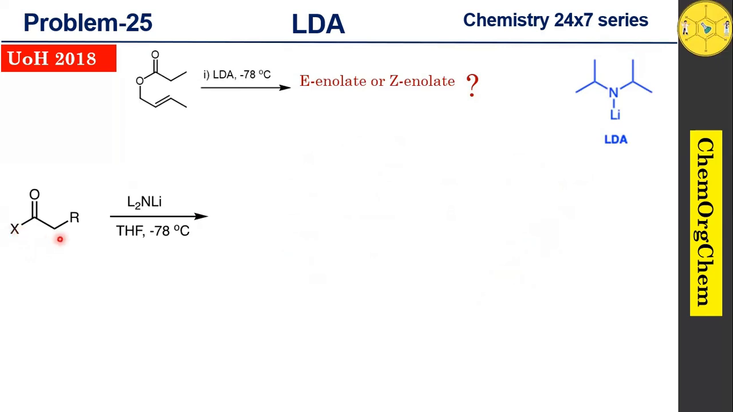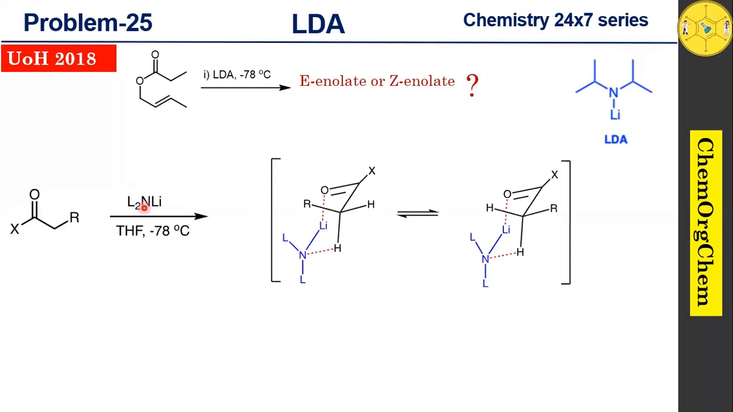Here X means some substituent, as well as R also some substituent. When you use bases like lithium diisopropylamide, which readily proceed through a cyclic six-membered transition state, they produce the corresponding enolate ion. So here you see there are two types of cyclic six-membered chair-like transition states possible. First, look at this first transition state. If your substrate has a larger R group as well as a large L group, it may feel 1,3-diaxial interaction.